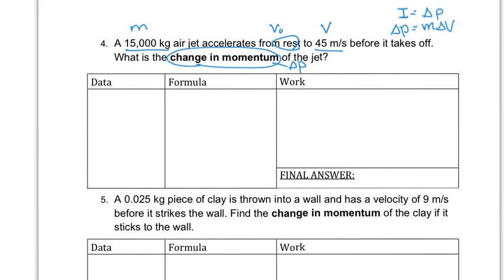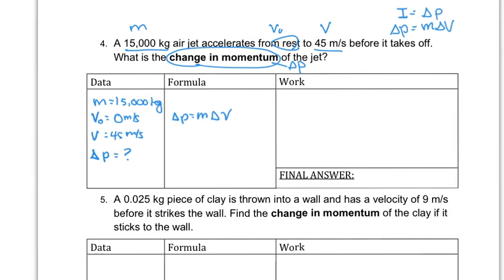Given the information we have here, we've got a mass. And we've got two different velocities. The beginning velocity, which you might miss if you're looking for numbers. The final velocity, 45 meters per second. And we're looking for the delta P. All right, so delta P equals M delta V is what we're going to use. And remember that delta V is the change in velocity, which is the final minus the beginning. In this case, it's the same thing as the final velocity since the beginning velocity was 0.